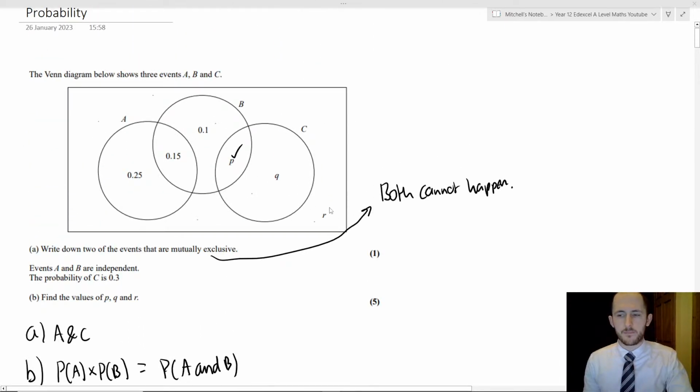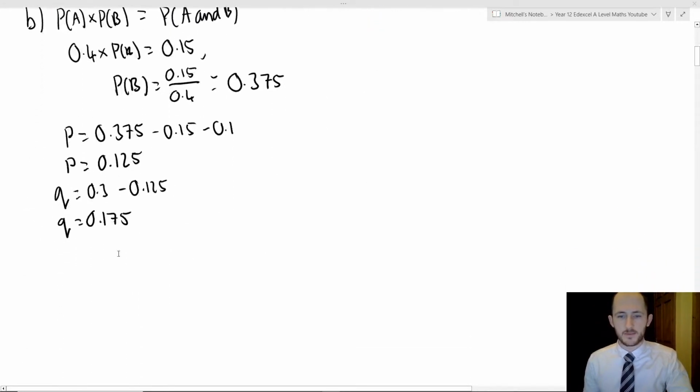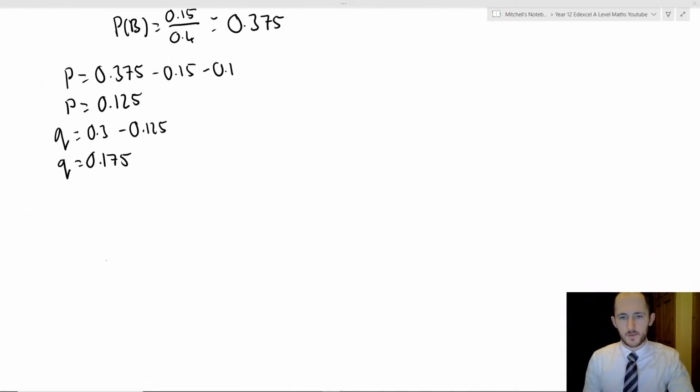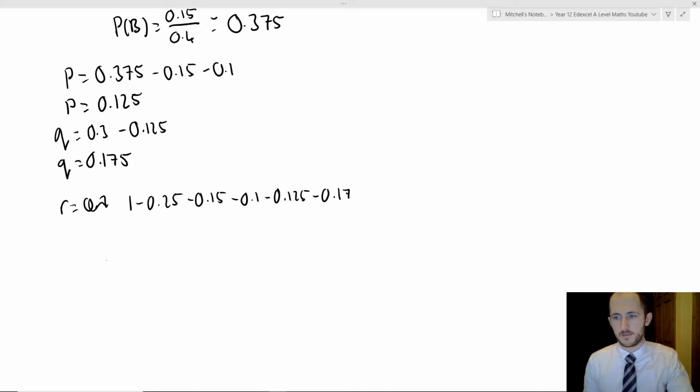And so what about R? Well, R is the probability that none of these events happen. So if I add up all of these individual probabilities and take it away from one, that will be what R is. Because again, R is the probability that nothing happens. So R is equal to 1 minus 0.25 minus 0.15 minus 0.1 minus 0.125 minus 0.175.